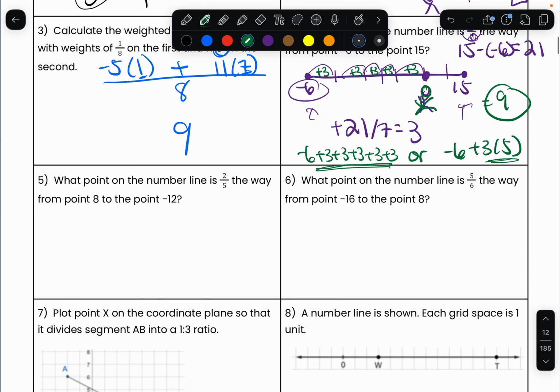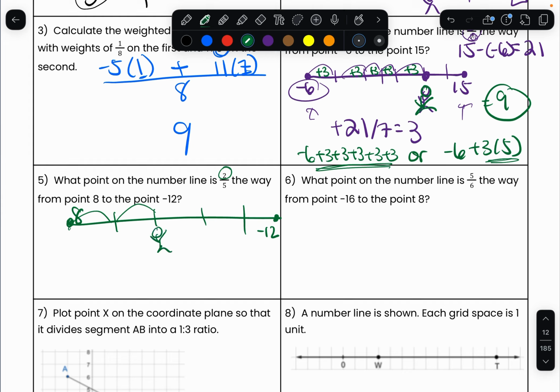Okay, let's move on to question number 5. It says, what point on the number line is 2/5 of the way from 8 to -12? Let me first draw a number line out, from 8 to -12. Now, if I'm 2/5 of the way there, this means my total way should be 5 blocks. So let me break this into 5 blocks. If I'm 2/5 of the way there, I will already travel 2. So this is where my little person is.